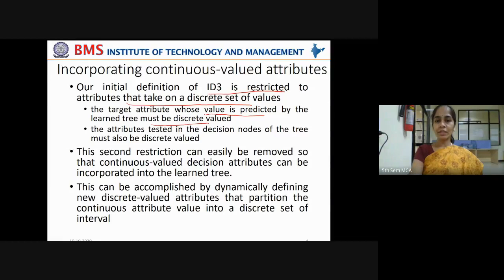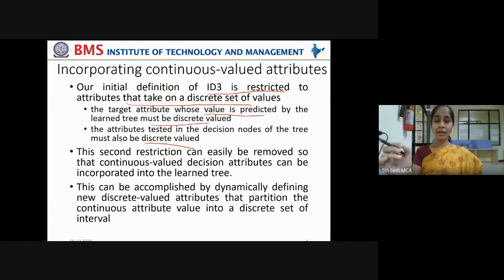And the attributes tested in the decision nodes of the tree must also be discrete valued. Not only the target attribute, even the attribute values, the attribute categories, the attribute labels also have to be discrete valued. See, if you take temperature, high or low, if you take sky, sunny or cloudy, right? There are discrete values in the attributes.